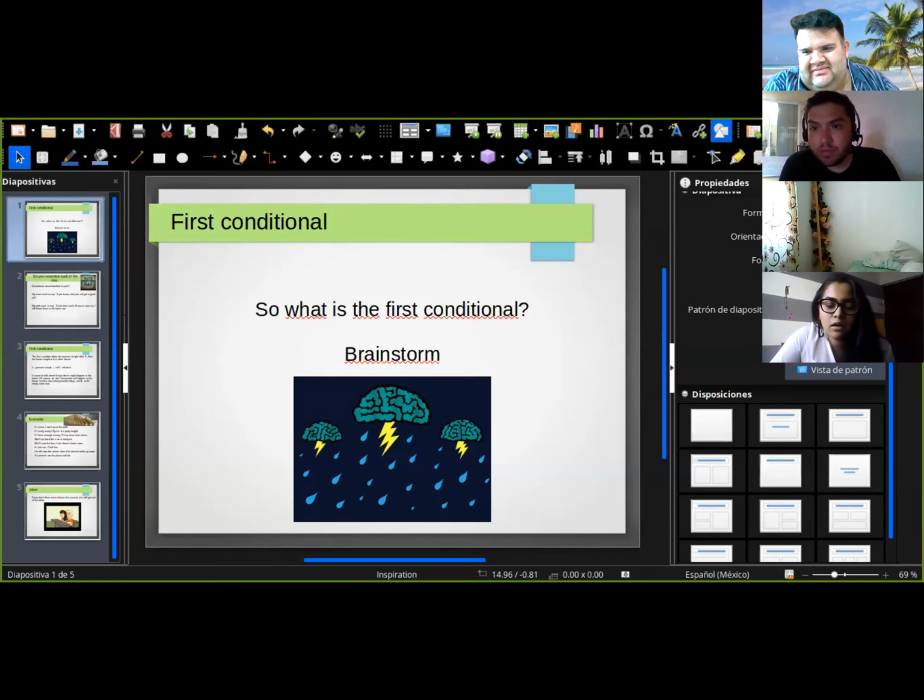Okay, so we are talking about first conditional, and it is used to talk about things which might happen in the future.